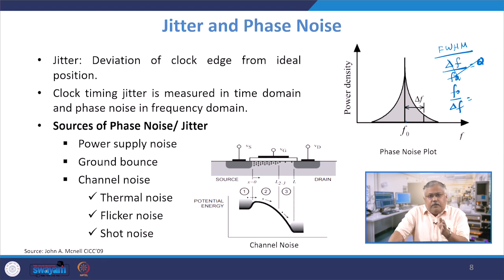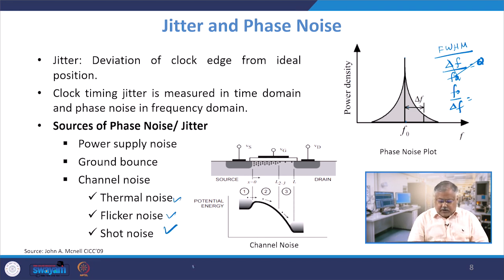Now, the problem is that the jitter which happens is the deviation of the clock edge. You will have an ideal clock edge, and suddenly because of jitter there is a deviation of the clock edge, right. So, what are the sources of phase noise or jitter? Primarily power supply noise is one of the major problem areas for jitter. Then you have the ground bounce problem, right? And there is channel noise. Channel noise comprises three noises: thermal noise, flicker noise, and shot noise, right?